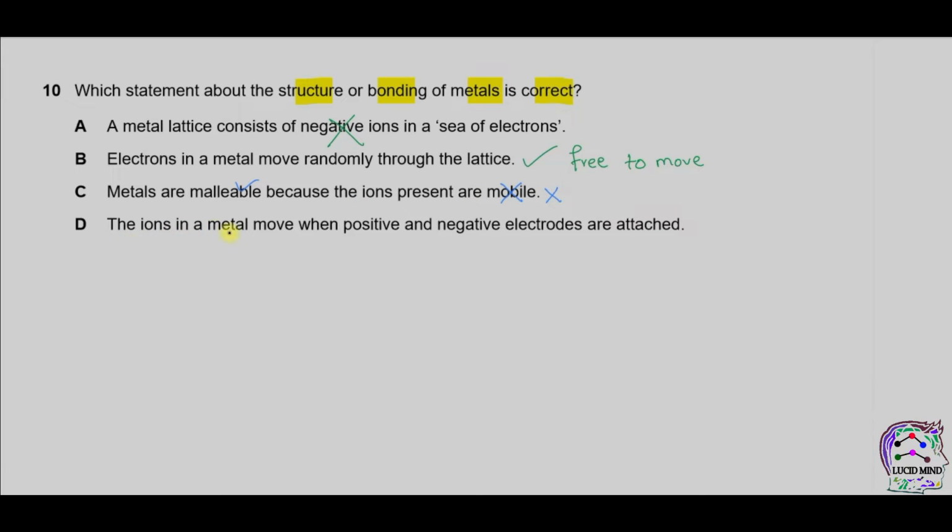Part D, the ions in a metal move when positive and negative electrodes are attached. Now when current is passed from positive and negative electrodes, it is the electrons that start to move, not the ions. Correct option is therefore part B.